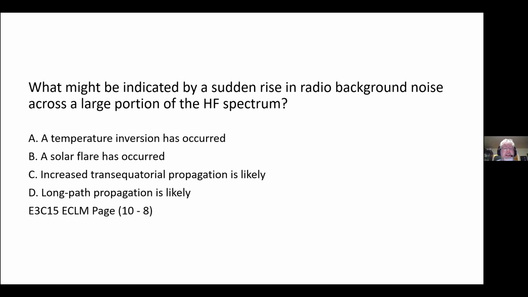What might be indicated by a sudden rise in radio background noise across a large portion of the HF spectrum? A, temperature inversion has occurred. B, solar flare has occurred. C, increased transequatorial propagation is likely. Or D, long path propagation is likely. Bravo is correct. A solar flare has occurred.